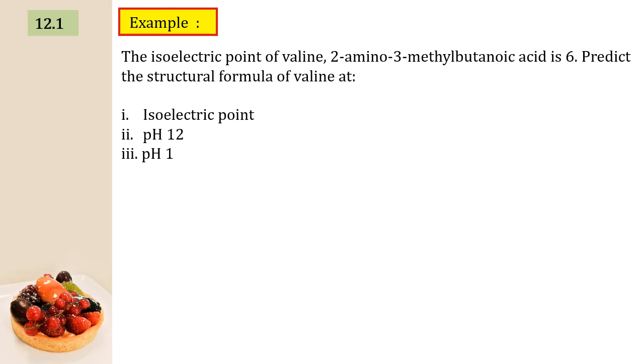Let's consider the example given. The isoelectric point of valine, 2-amino-3-methylbutanoic acid, is 6. Predict the structural formula of valine at the isoelectric point pI, at pH equal to 12, which is a basic medium, and at pH equal to 1, which is an acidic medium.